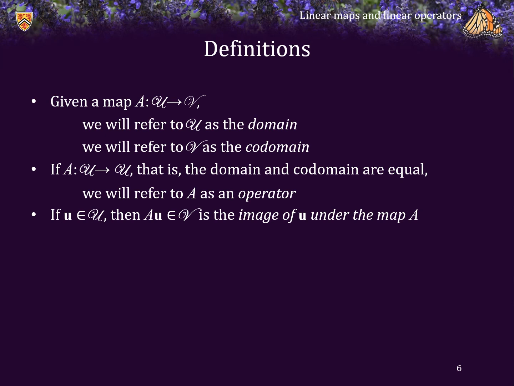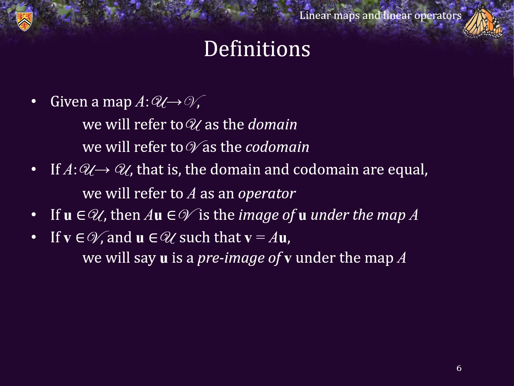Now, if U is a vector in U, then A times U is a vector in V, and we will say that A times U is the image of U under the map A. Now, if V is a vector in the codomain, and there is a vector in the domain U such that V is the image of U, then we will say that U is a pre-image of V under the map A. However, not every vector in the codomain may have a pre-image.